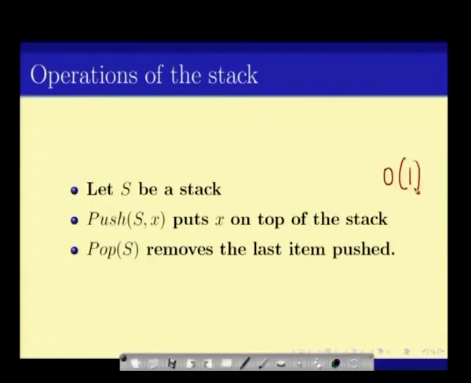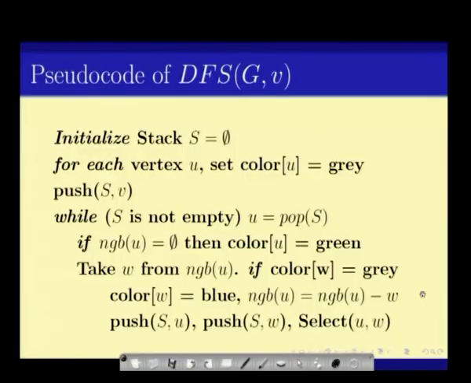Now, once we have this stack, we can have our pseudocode. The pseudocode is again simple. We have this stack, which is initially empty. We color all the vertices gray. We push the vertex from which we have to do the DFS, so it is like DFS of G comma v. We have been given the graph G and the vertex v from which we have to do the DFS.